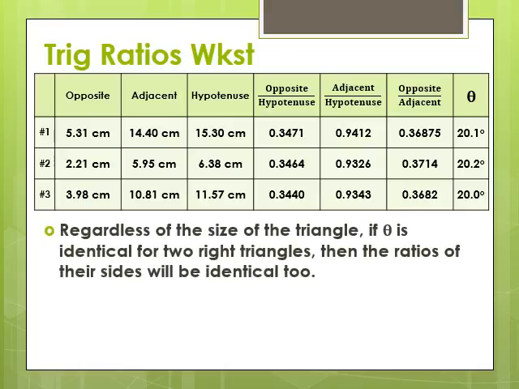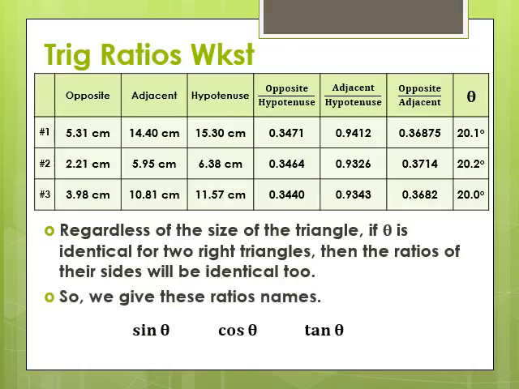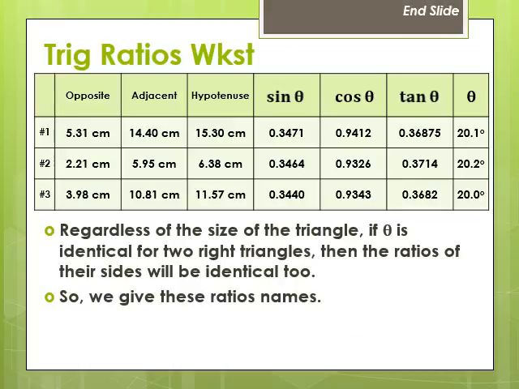Regardless of the size of the triangle, if theta is identical, meaning the interior angle that we're looking at is identical for two right triangles, then the ratio of their sides will be identical as well. And then we give these ratios names. Alright, so opposite over hypotenuse we refer to as sine of the angle, theta. Adjacent over hypotenuse is cosine of the angle. And then opposite over adjacent we call tangent of the angle.